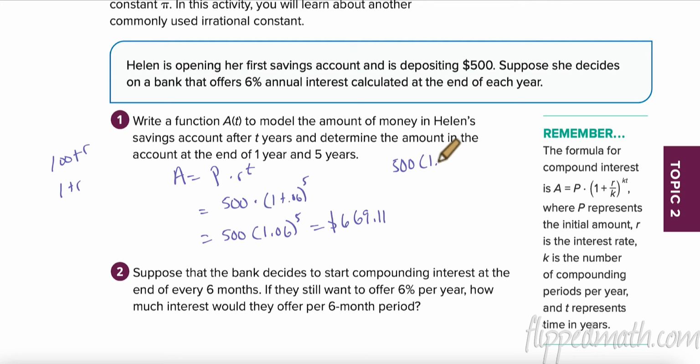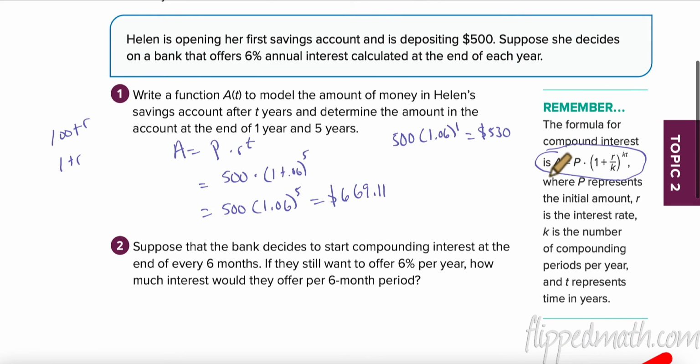Now, it also wanted after 1 year, so we could do that. 500 times 1.06 to the 1 year would be $530. All right, so she obviously makes some more money. You'll notice that 6% is higher, 500 is higher, she makes some more money. Now let's talk about that. We're going to talk about this, compounding.